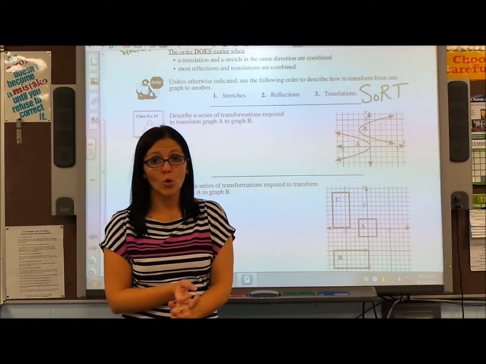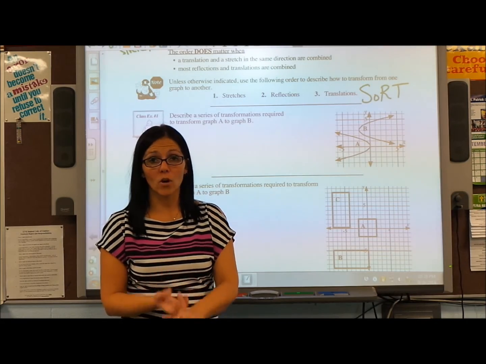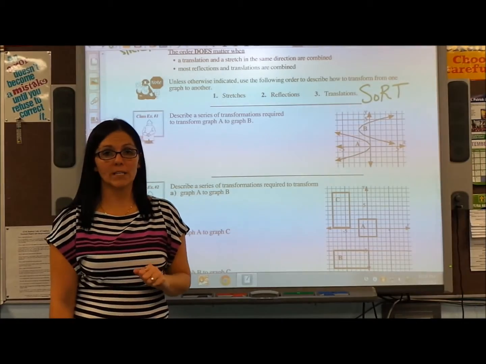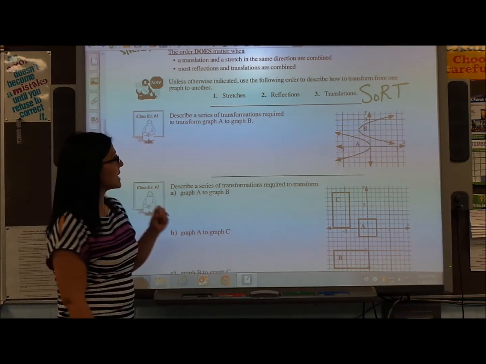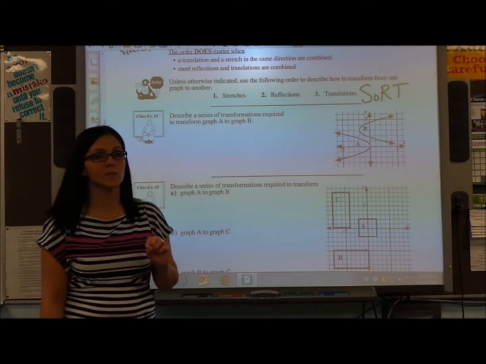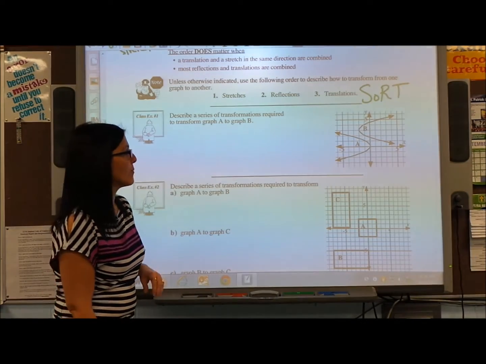So the last thing that you're going to do is move left or right or up and down. So now we're going to look at the following examples. Class example number 1 is to describe a series of transformations required to transform graph A into graph B.